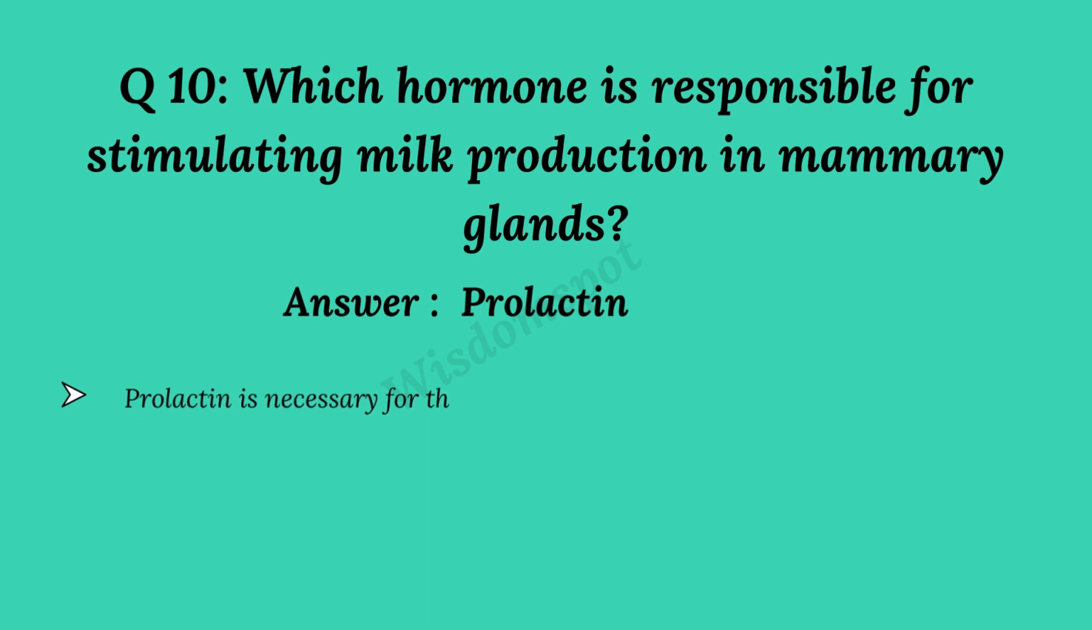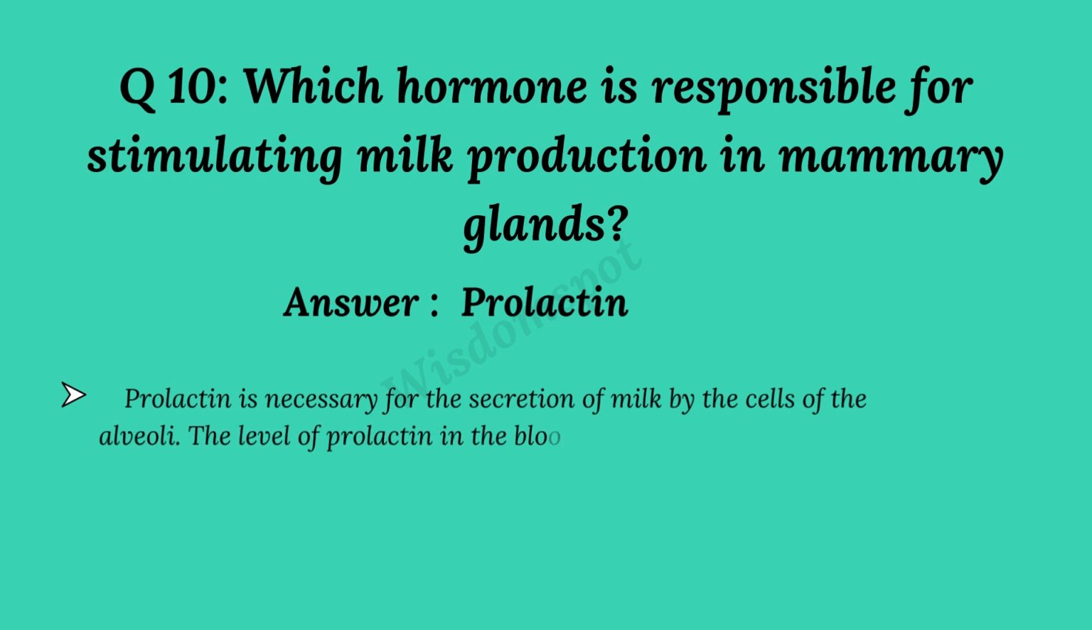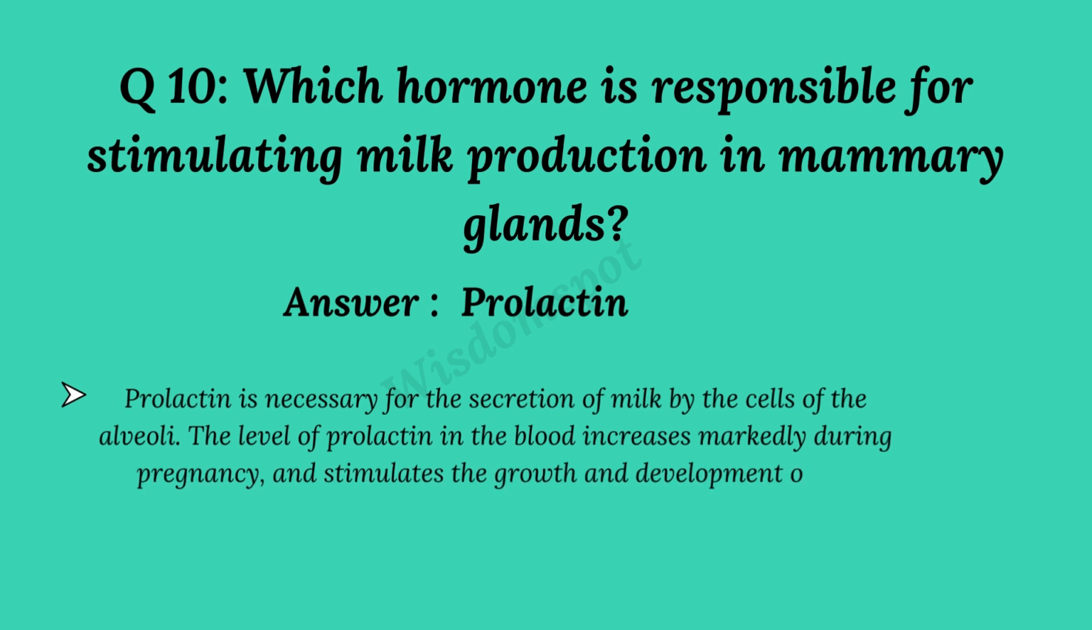Which hormone is responsible for stimulating milk production in mammary glands? Answer: prolactin. Prolactin is necessary for the secretion of milk by the cells of the alveoli. The level of prolactin in the blood increases markedly during pregnancy and stimulates the growth and development of the mammary tissue in preparation for the production of milk.